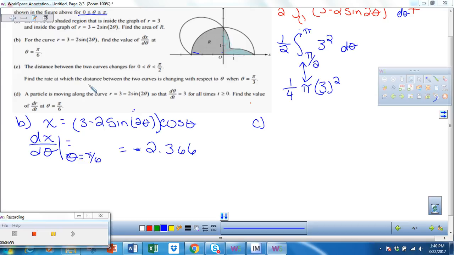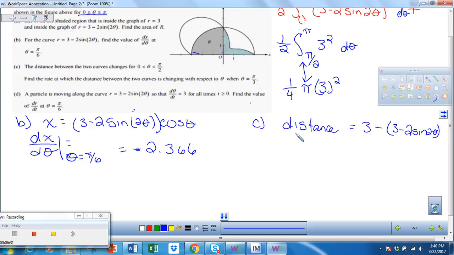All right, for C, they want us to find the distance between the two curves from 0 to pi over 2. How do we find the distance between those two curves? Don't overthink it. Very good. And from 0 to pi over 2, the circle is on top, so that would go top. So the distance would be 3 minus 2 sine 2 theta. That's the distance.